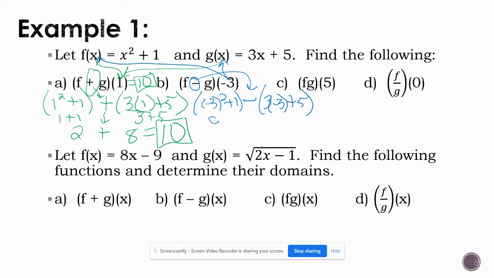Negative 3 squared is 9. 9 plus 1 is 10. That's for the f function. G function, 3 times negative 3 is negative 9. Negative 9 plus 5 is negative 4. So now we have 10 minus negative 4. Add the opposite, gives us 14. So our final answer is 14.